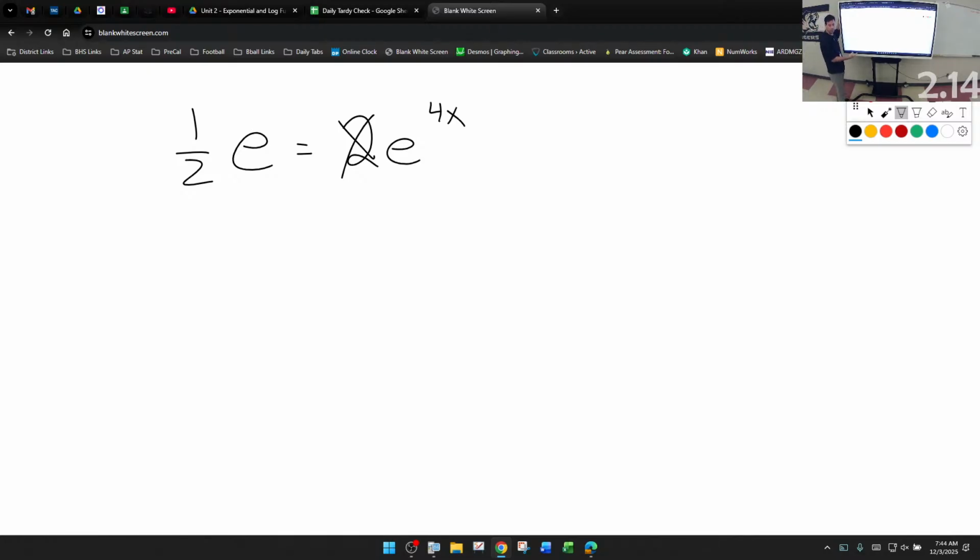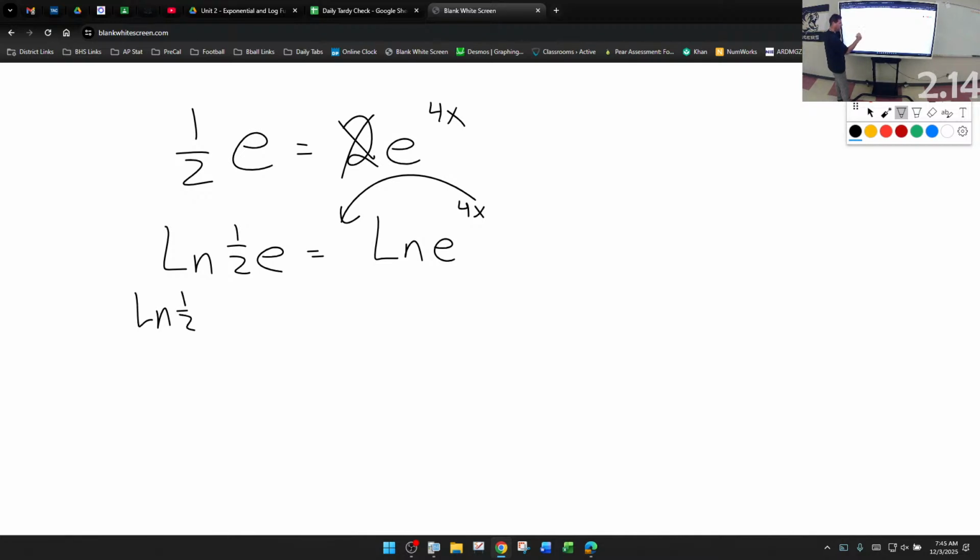Okay, so now we'll take the natural log of both sides. The natural log of 1/2 e. They're not going to like that as part of the answer because that can be simplified. That is equal to the natural log of e to the 4x, which kicks that 4x out front. But they will not like the natural log of 1/2 e. That can be simplified because you can make that the natural log of 1/2 plus the natural log of e.